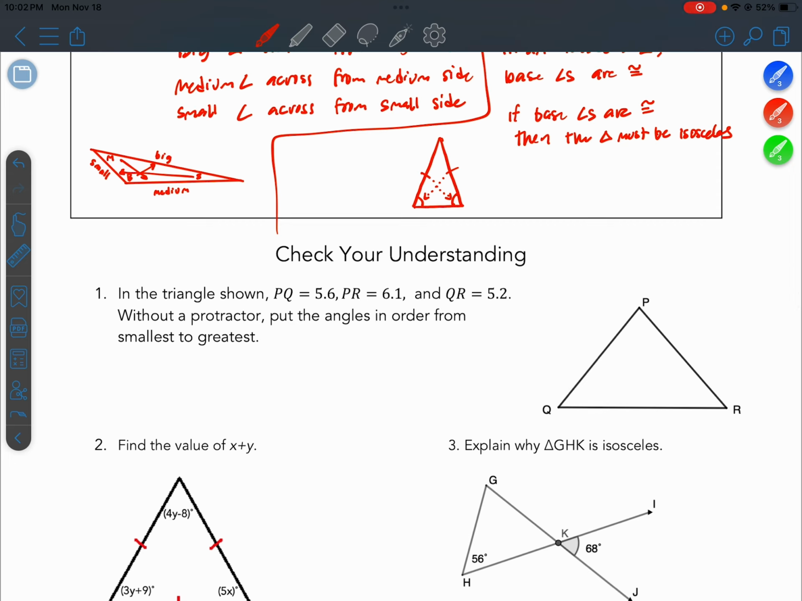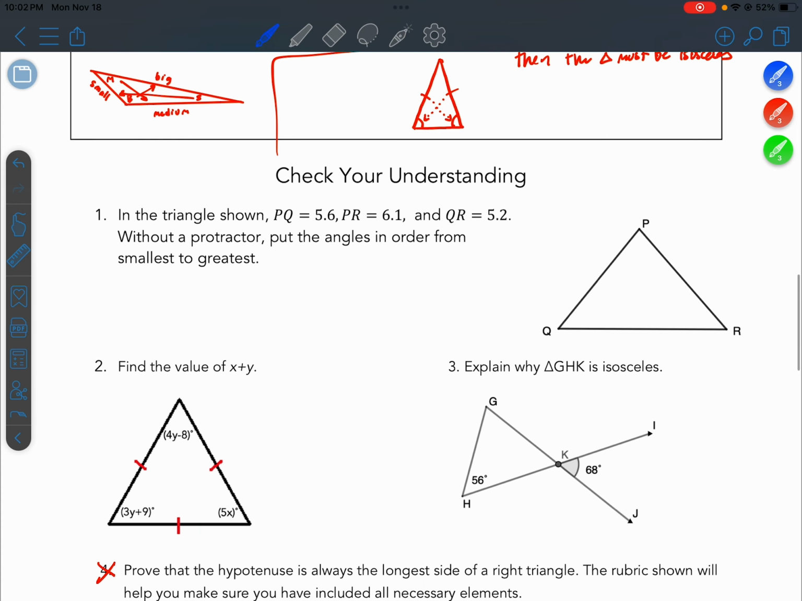All right, so you've been working for a little while now, and we're going to go ahead and go over the answers to these 3 check your understanding questions. Okay. Let's begin with number 1. Okay. In the triangle shown, PQ is 5.6, so we're going to go ahead and label that. PR is 6.1, and QR is 5.2. Okay. Without a protractor, put the angles in order from smallest to greatest.